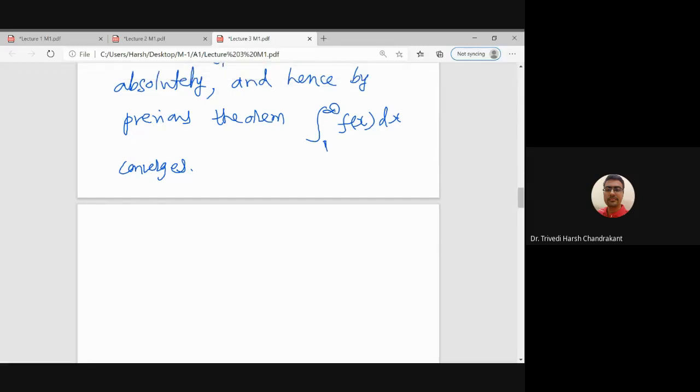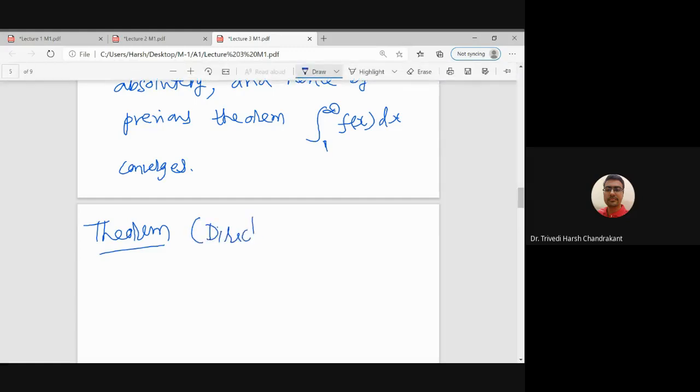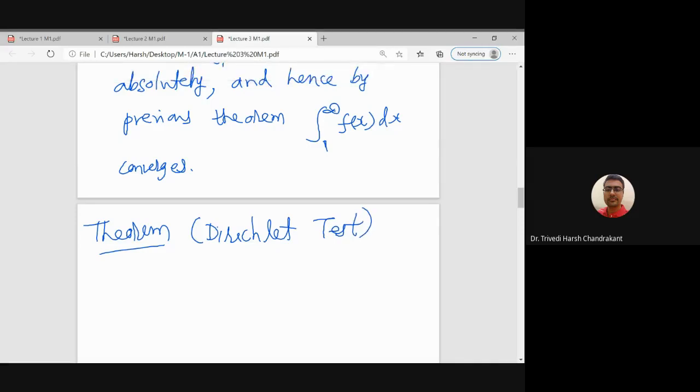So there is one result which we sometimes use for the convergence for this type of series, that is known as Dirichlet test. So Dirichlet test is used when we have an integration of two functions where one of the functions is monotonically decreasing and it approaches zero as t approaches infinity.